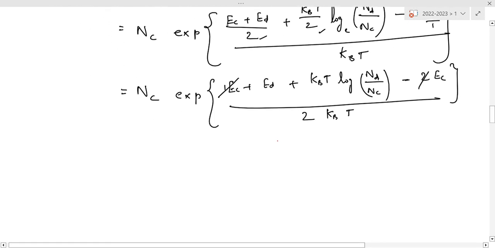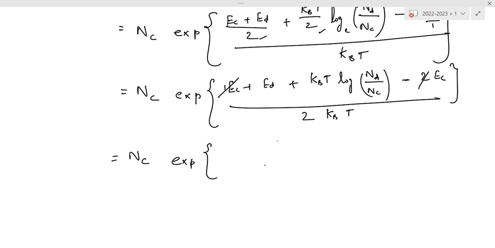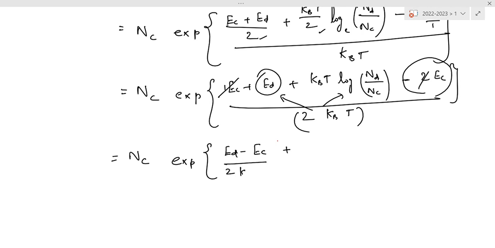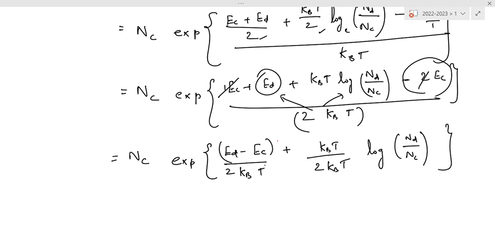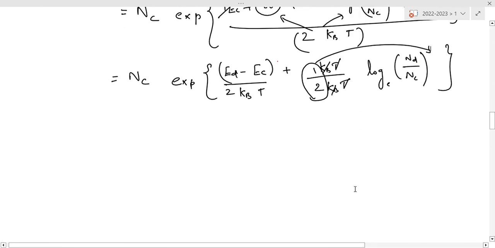So this can be rewritten as Nc exp ED minus EC. Here this 2 kBT is common for both these cases. So I am writing it in the form of (ED minus EC) divided by 2 kBT plus (kBT by 2 kBT) log of ND divided by NC. Then this kBT gets cancelled off. This 1 by 2 is taken to the power of ND by NC.